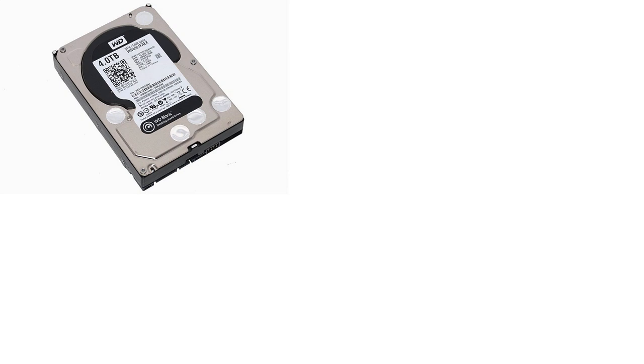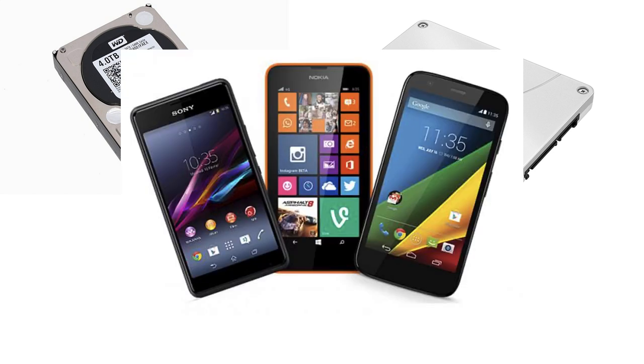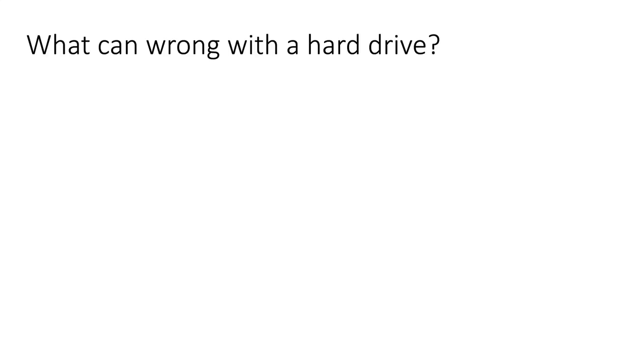So this is a 5 1/4 inch hard drive, and you'll find these drives on larger desktop computers. They're still used frequently, but then we have these newer devices which are called solid state drives, and they're much more likely to be used in smaller devices such as laptops and iPads, and the technology, which is solid state, is also used in smartphones. And so each one of these devices includes some type of storage. So now let's look at what can go wrong with a hard drive.